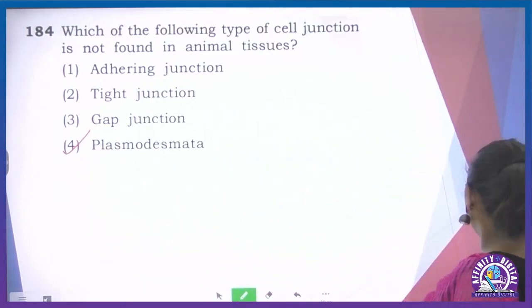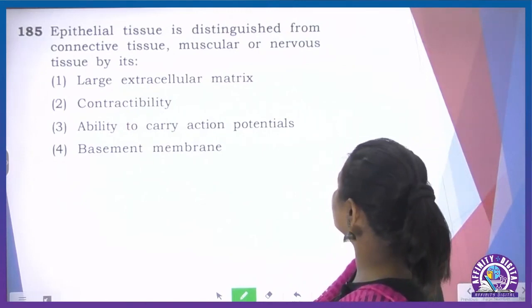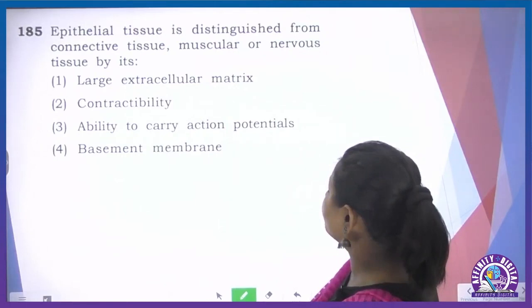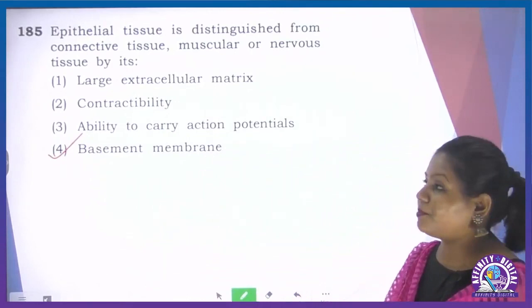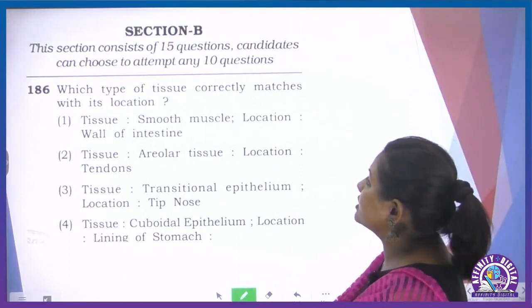Epithelial tissue is distinguished from the connective tissue, muscular or the neural tissue, by its presence of what? The presence of the basement membrane. Because only epithelial tissue has such a basement membrane, no other tissue has it. Now, the questions that are not mandatory, in that you can select 10 questions.